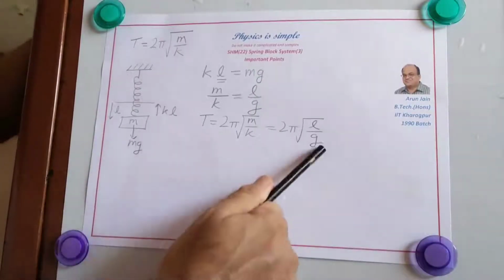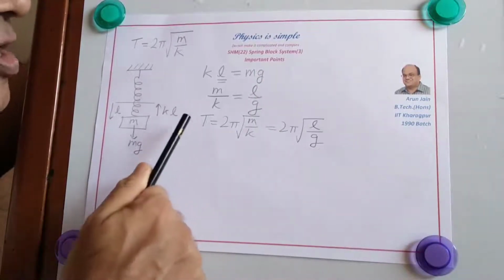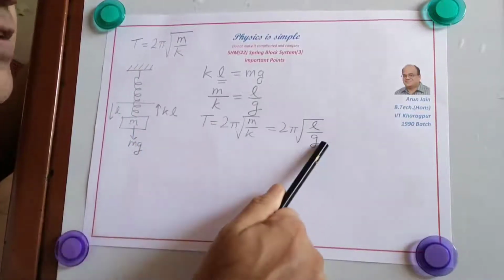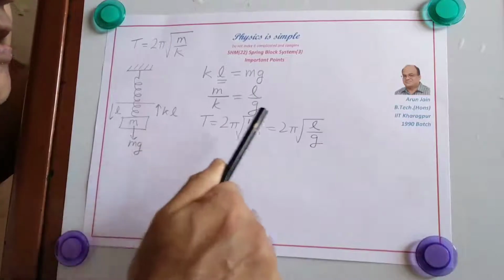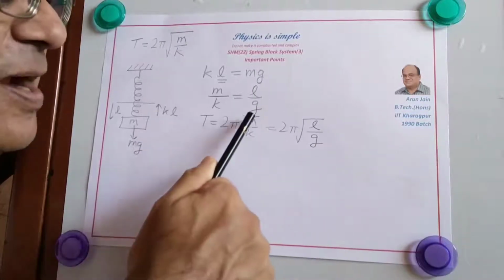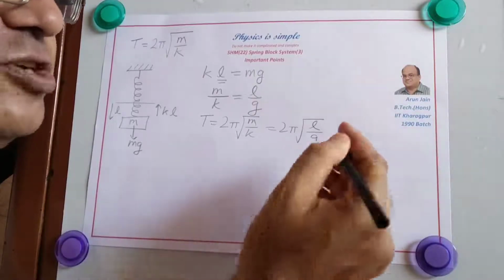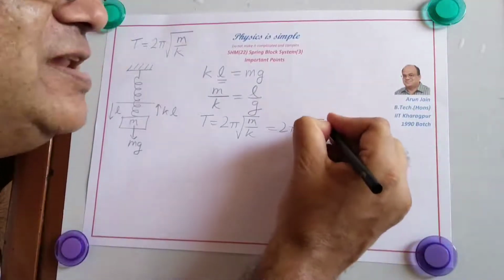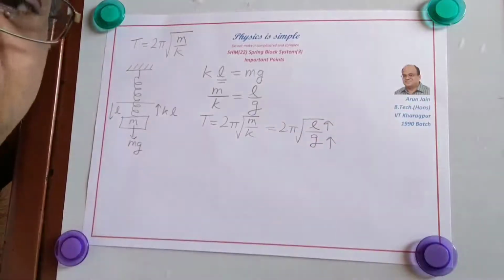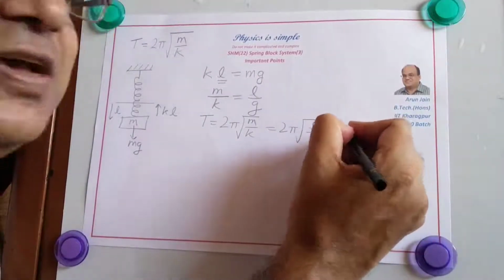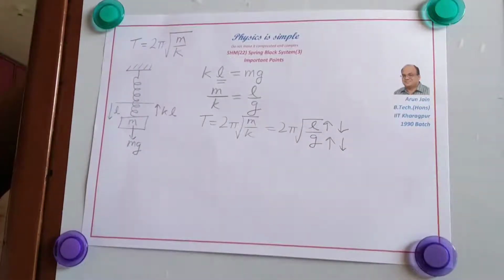Now, seeing this equation, you may think that the time period of a vertical spring block system depends on g. But actually it does not depend on g. It depends on m and k. If g changes, if g increases, then L will increase, because L is the equilibrium extension. If g decreases, L will decrease. Therefore, time period of a vertical spring block system does not depend on g.